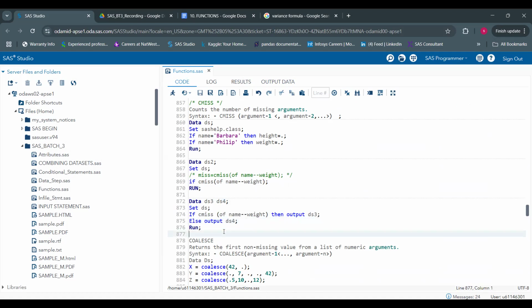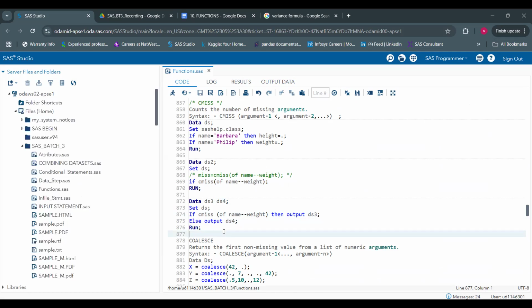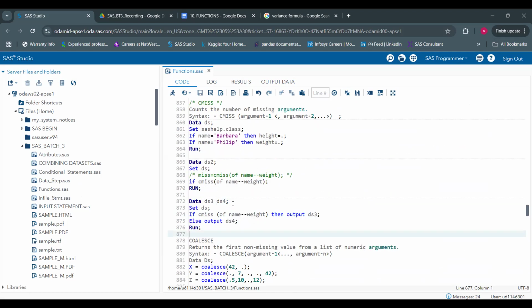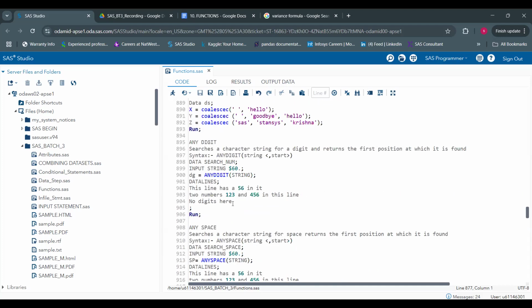Then there are the functions CMISS, NMISS, and N. So what does N do? It calculates only the number of non-missing values. The number of non-missing values. Right. So we have a few more functions left. We're going to take it in the next session.